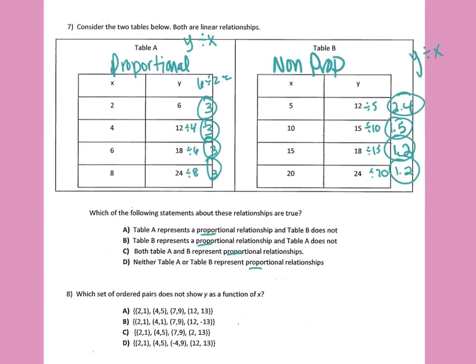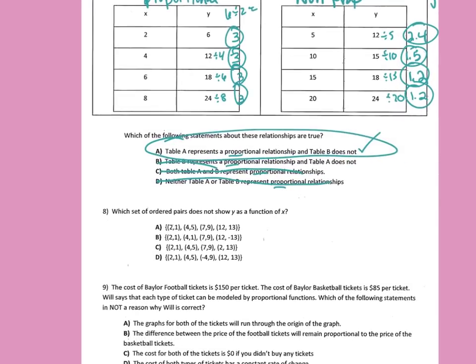So then let's check the answer choices. A says table A represents a proportional relationship and table B does not. That's pretty much right. B says table B represents a proportional relationship and table A does not. That's not true. C, both A and B represent proportional relationships. Nope. D, neither table A nor B. No, so it's going to be A. A was proportional, B was not proportional.